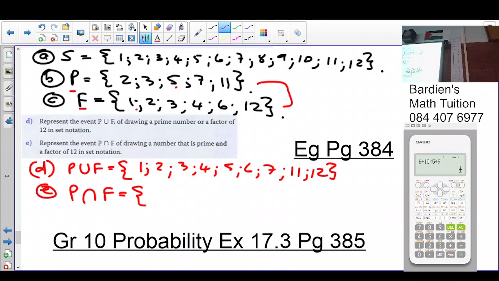What's the rule for intersection? The elements must be in both events. So what is in both? 2 and 3, that's it. So would these sets be joined or disjoint? Joined, because there are common elements in those sets.